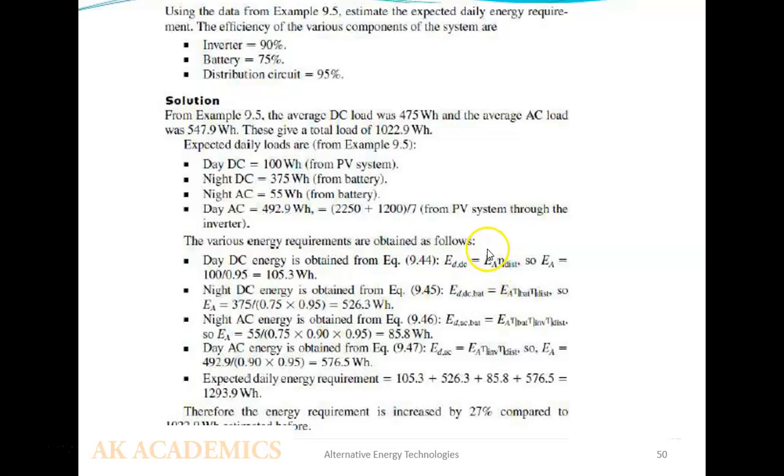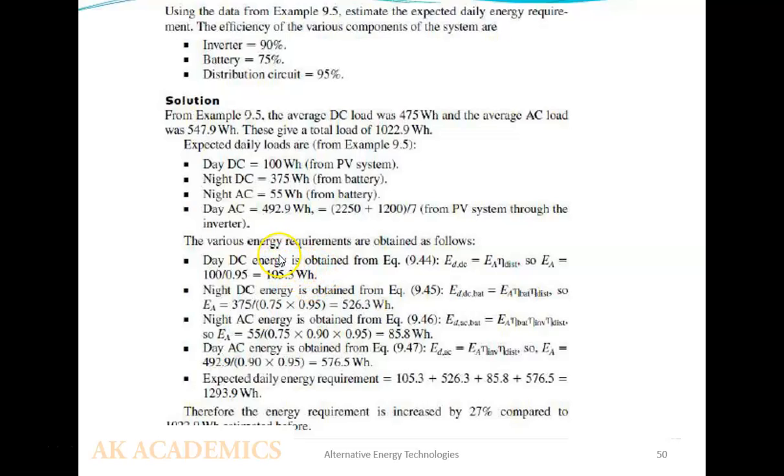If we make EA the subject of the formula, it becomes EA equal to EDDC divided by the efficiency. Efficiency is 95%, that is 0.95. So EA will be equal to 100 divided by 0.95. Don't forget, we had said that the daily DC energy is 100 watt hours from the previous calculations we did, which is what we have at the top here. So that gives us 105.3 watt hours as the energy requirement.